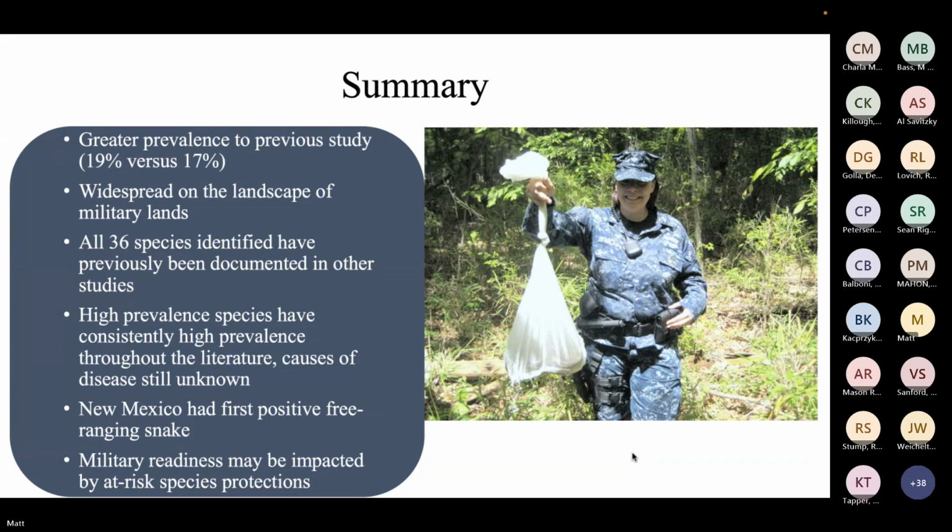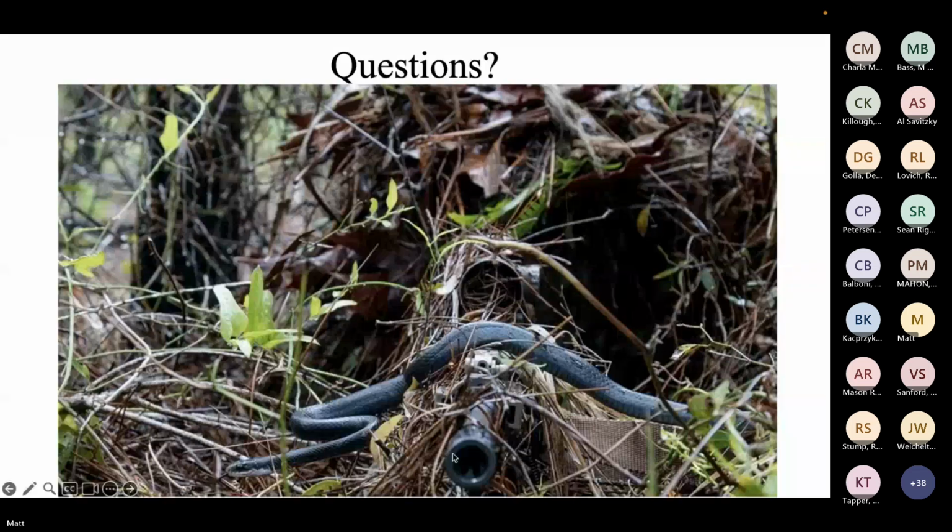Next slide. My pause might be because the computer's going slow on my end. There we go. Now I see the last slide.